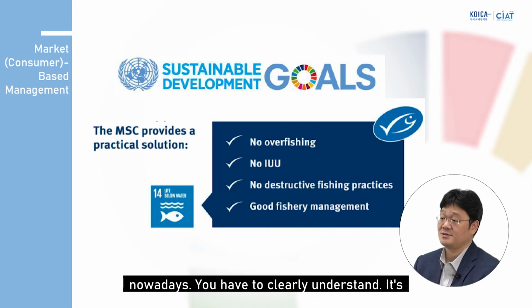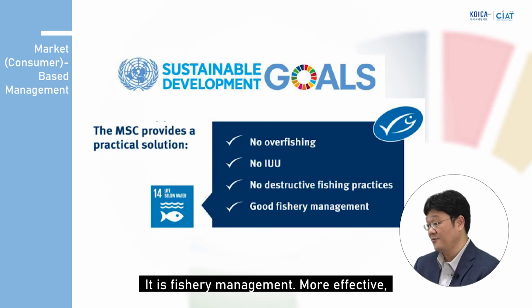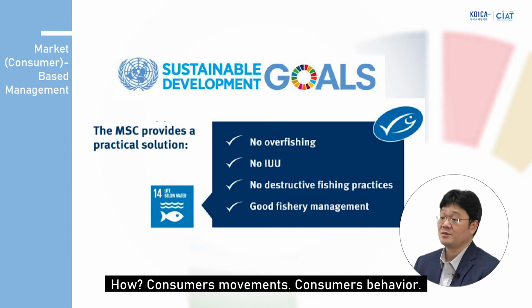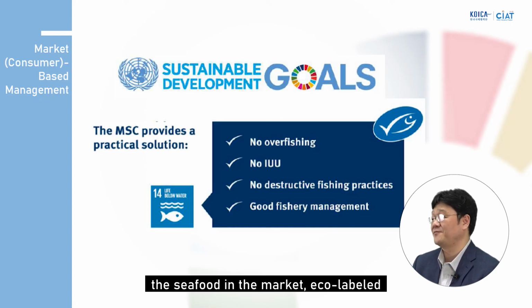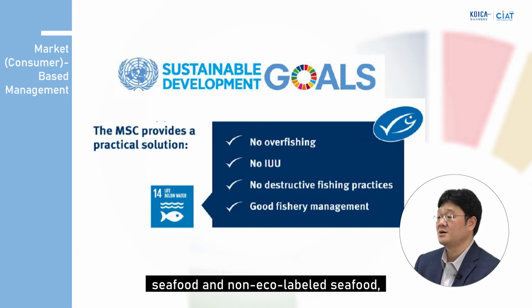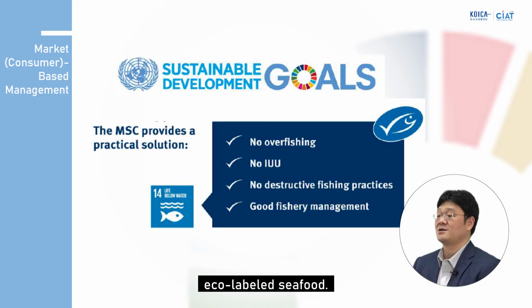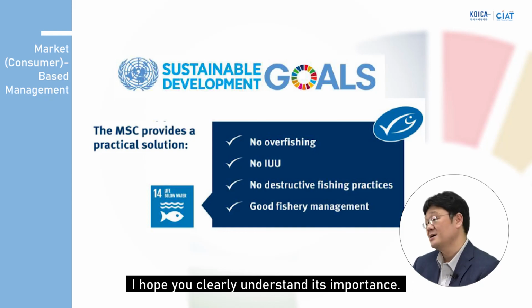You have to clearly understand its concepts and objectives. What is the objective? It's more effective, more sustainable fisheries management. How? Through consumers' movement, consumers' buying behavior in the market. They differentiate the seafood in the market, eco-labeled seafood and non-eco-labeled seafood. But consumers will buy more eco-labeled sustainable seafood. This is a very important movement nowadays. I hope that you clearly understand its importance.